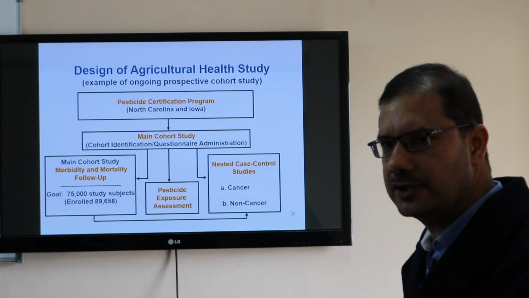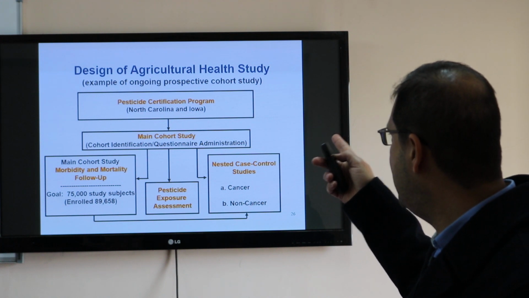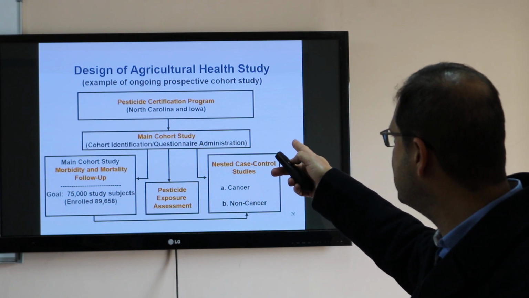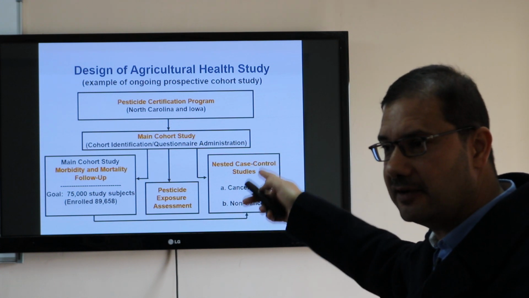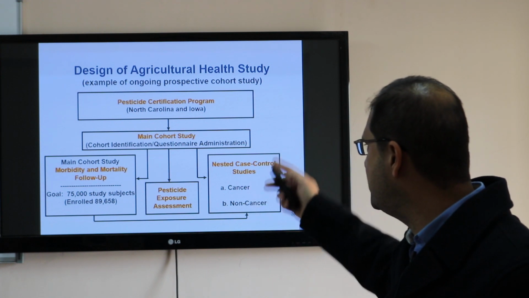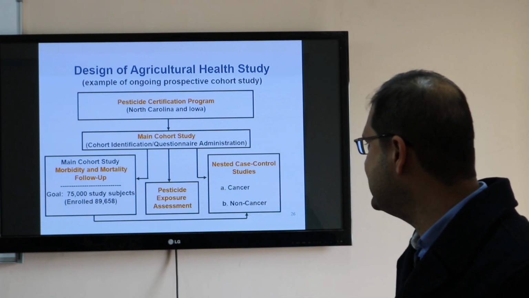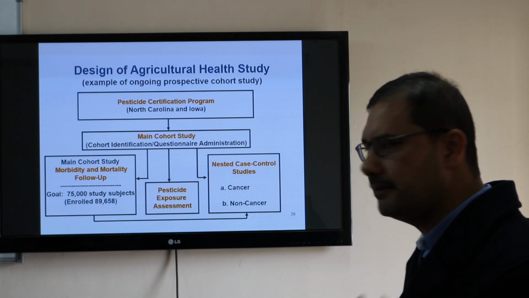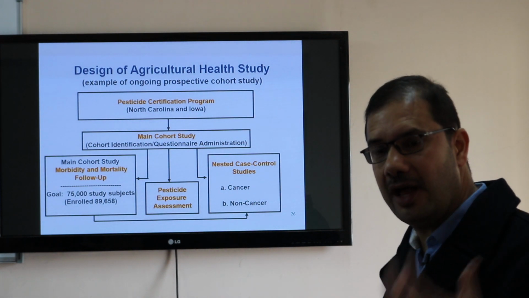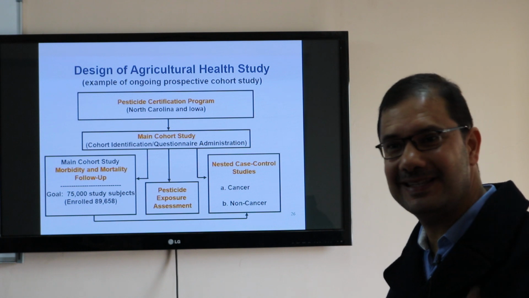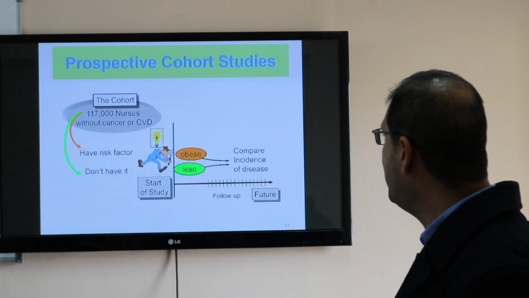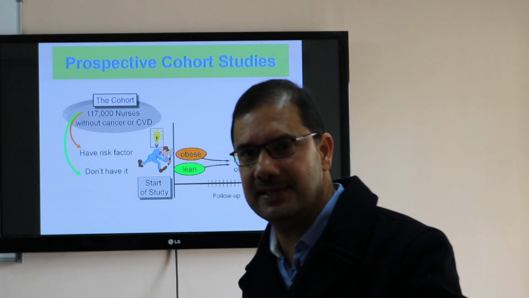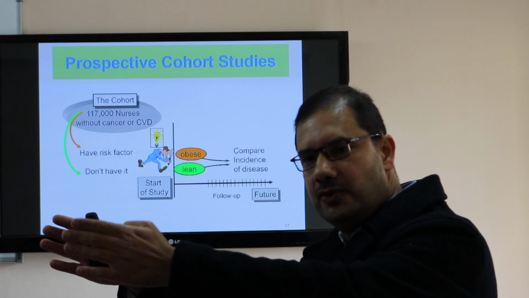This is a study by one of my instructors in the epidemiology department. He was looking at pesticides in North Carolina and Iowa, looking at those patients using those pesticides on their farms, and following them up in the future. They recruited around 89,000 participants, and they followed them up for 30 years. Imagine the grants, the money they need to follow up this large number of participants. So prospective, you are here, and you know this is the obese person, this is the regular person, and you follow them up in the future.